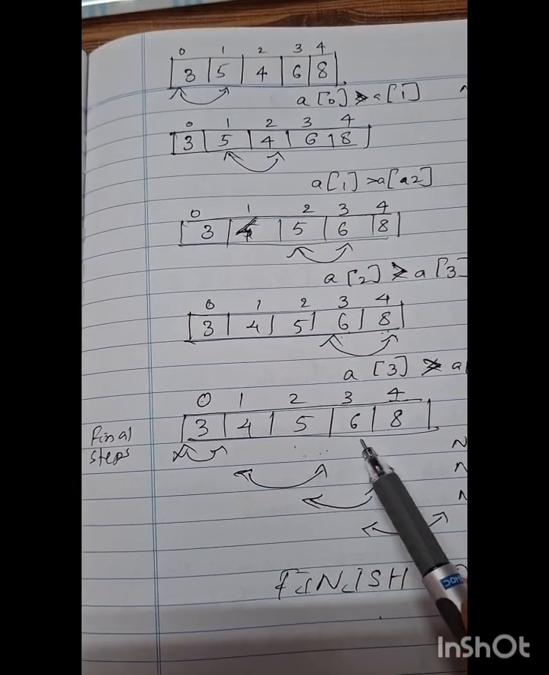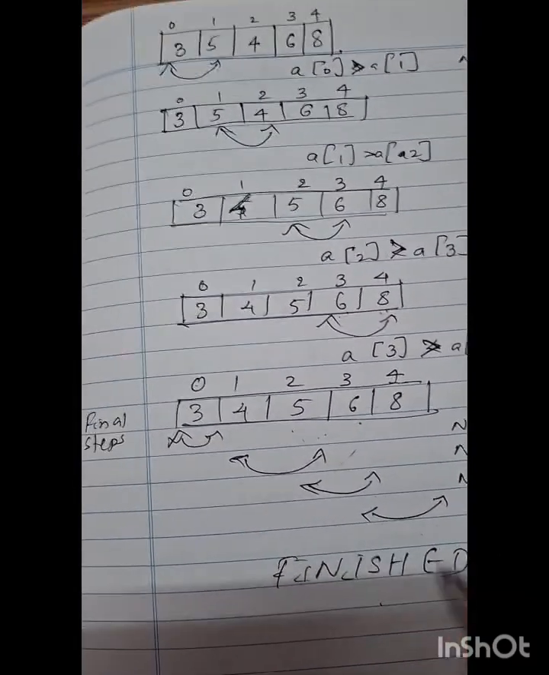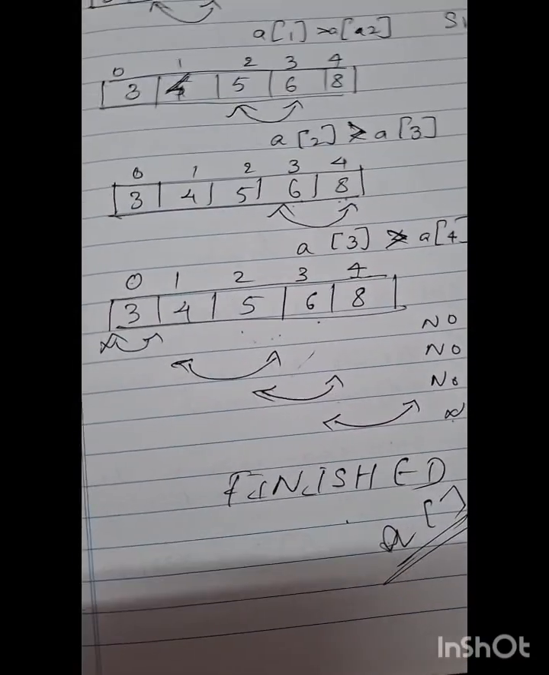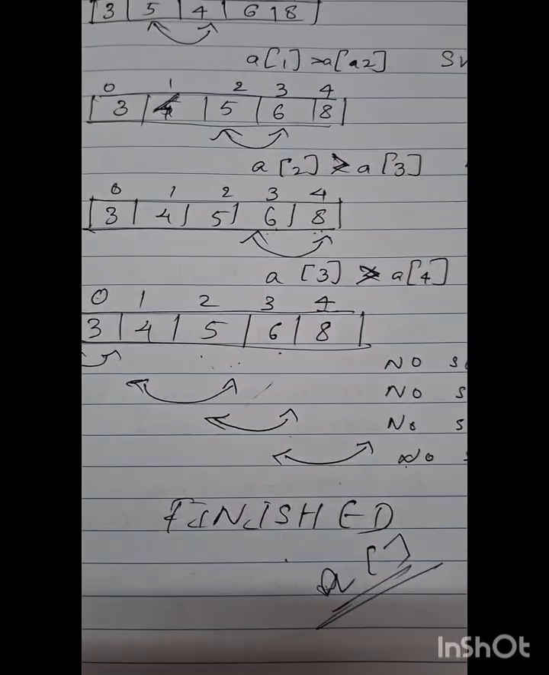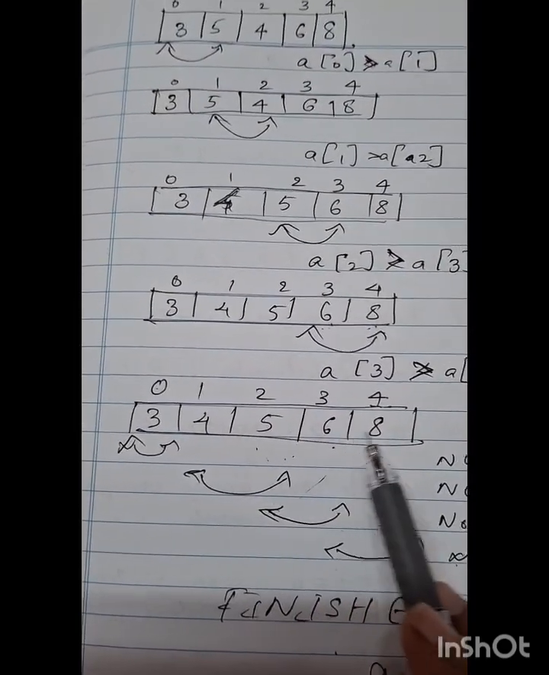The iteration is finished and the array will be in sorted order. We can finally print the array A. We can use System.out.println in the for loop to print the array, and we will get the sorted array 3, 4, 5, 6, 8.